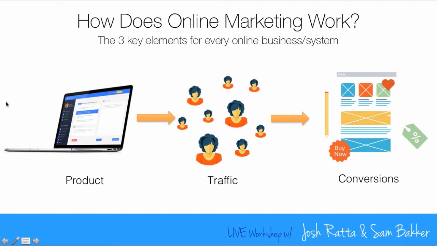So the 3 ingredients you need are to have a product, whether you're an affiliate promoting another person's product, to know how to generate traffic, and then also how to optimize your website so that you convert your website visitors into customers.